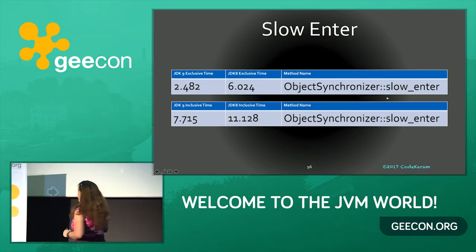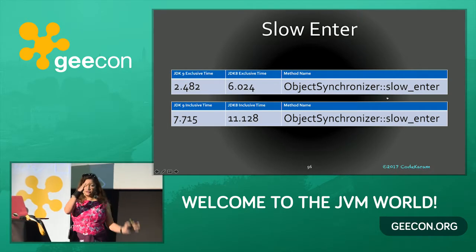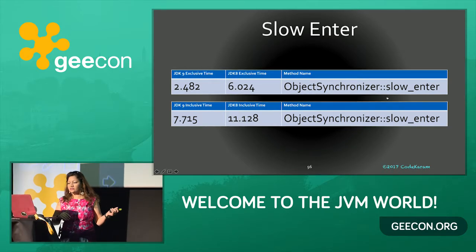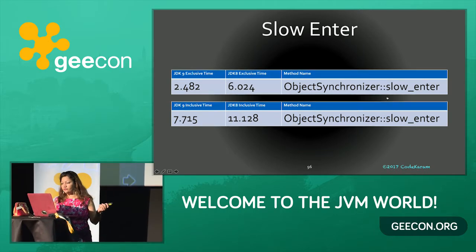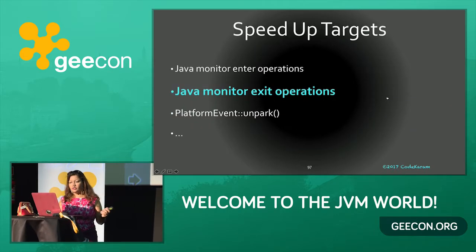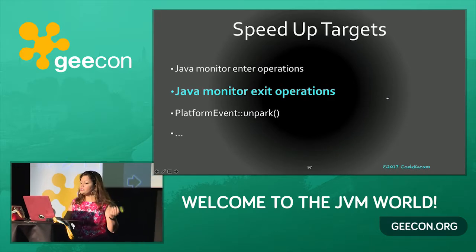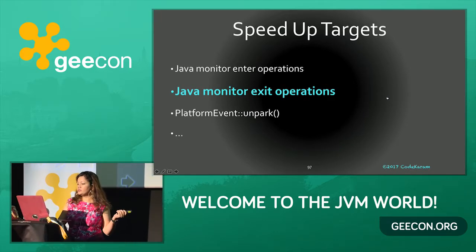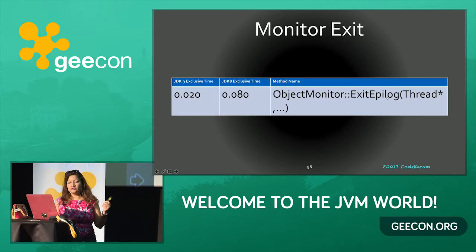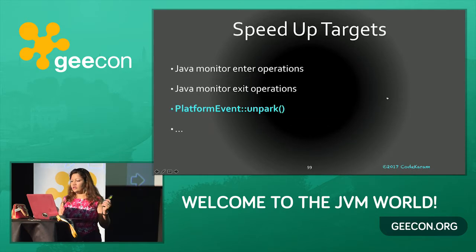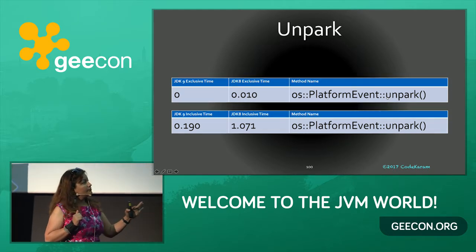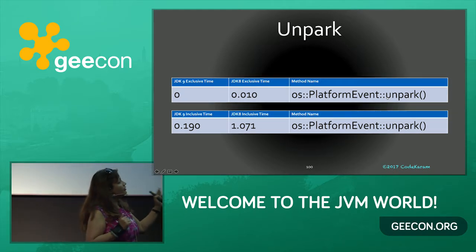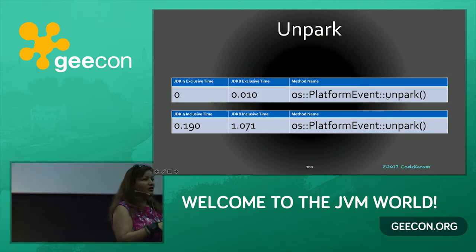What about slow enter? That's what I showed you when I showed you the call stack. I showed you slow enter, with the inclusive time and exclusive time. Again, JDK 9 shows a good amount of improvement. I think I'm going to be out of time, but similarly for Java monitor exit operations, JDK 9 shows improvements, and then there's something called platform event unpark. Again, top is exclusive, bottom is inclusive, and that's the event name. The method name is called OS platform event unpark because that's what it's called eventually.